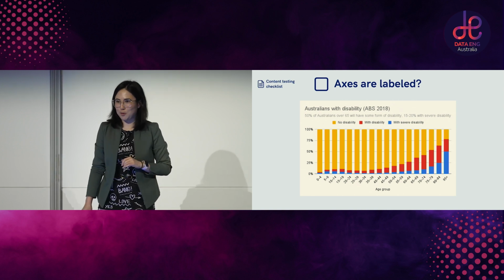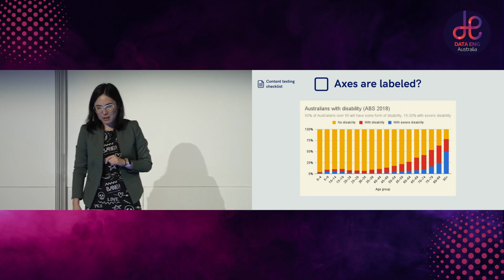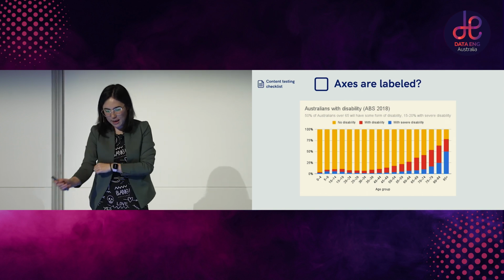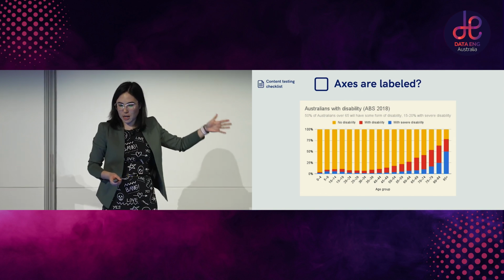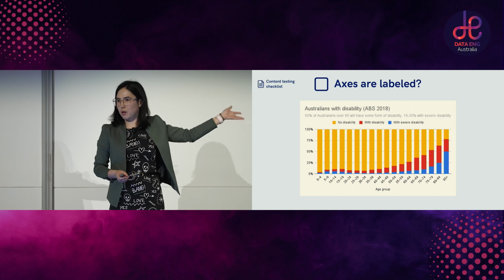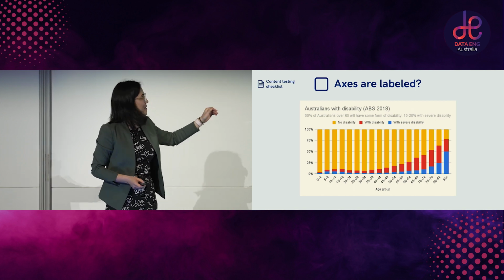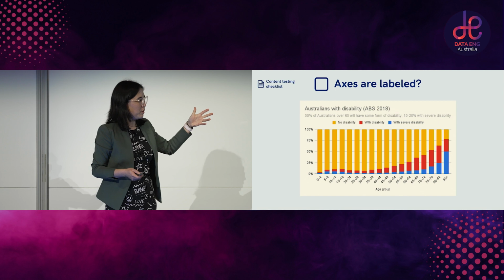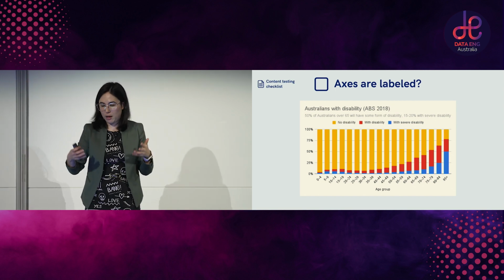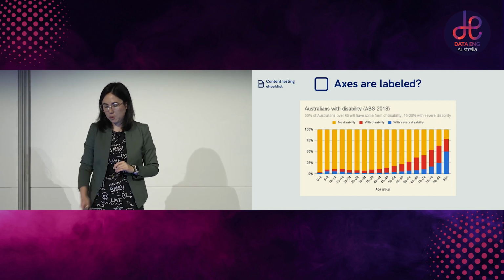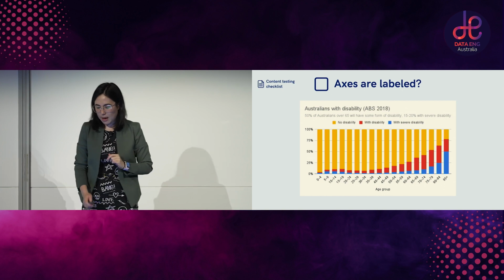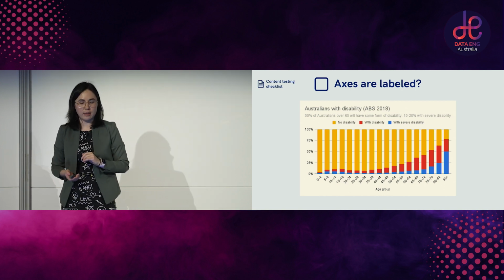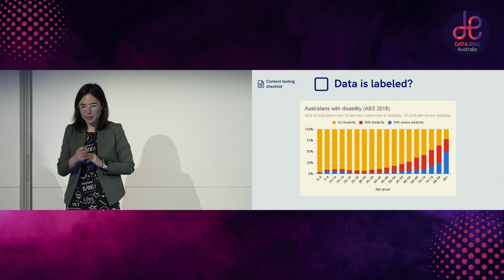Are the axes labeled? This is our favorite. Yes, the axes are labeled here, and we've got percentages on the side. We probably could add an extra label on the y-axis to make it really obvious what things are, so that people don't have to think about whether this is a number of people or a percentage of people. But we've got pretty good labels there. So the axes are labeled.